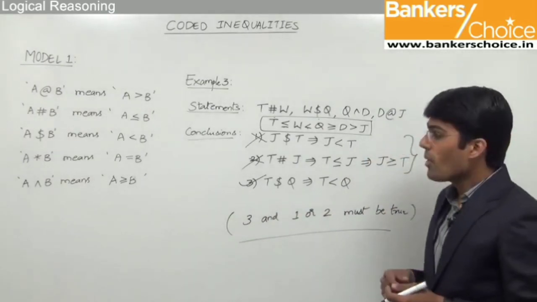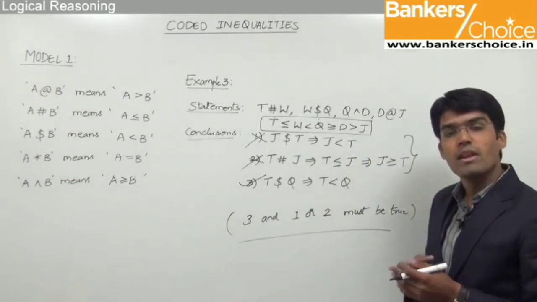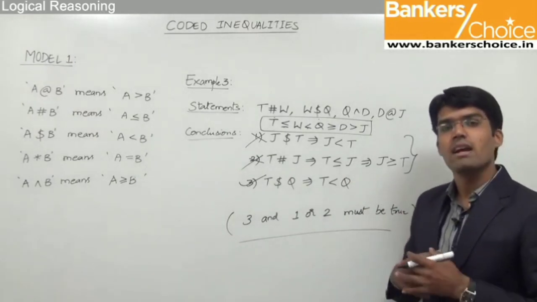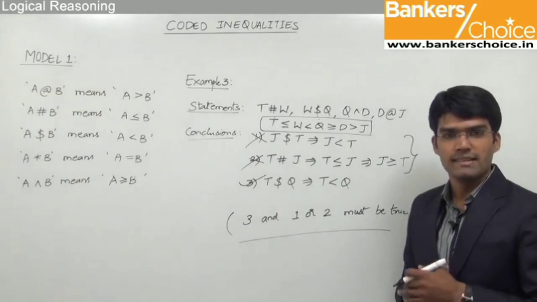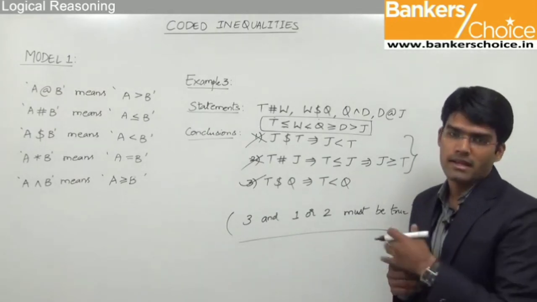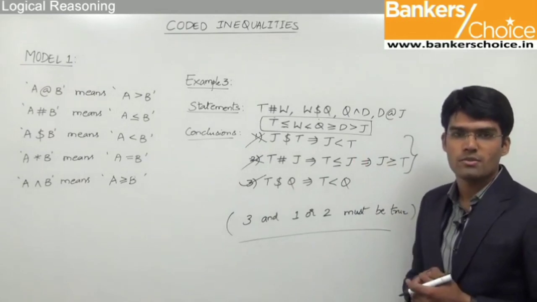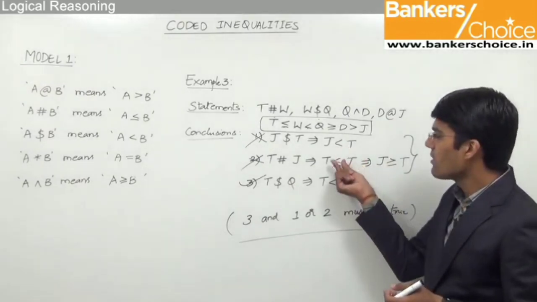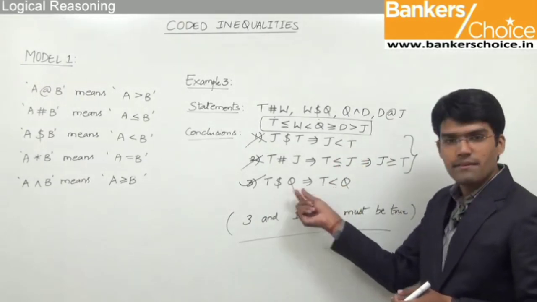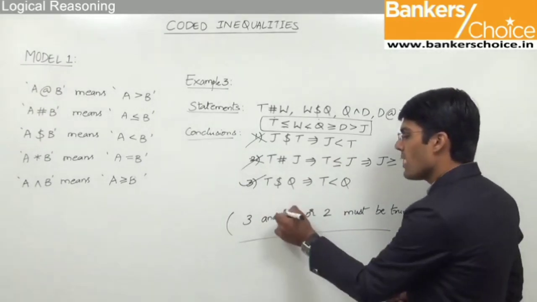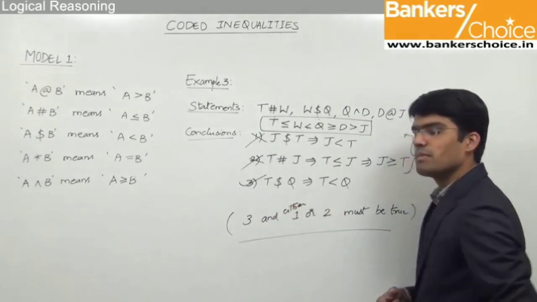So friends, one important point which we have learned here is whenever we have different conclusions, if a combination of any 2 of them covers the complete sample space, that is less than, greater than, and equal to, we have to consider them as either 1 or 2 has to be true. So here either 1 or 2 is true and 3 is definitely true. So that is our answer. 3 and either 1 or 2 must be true.